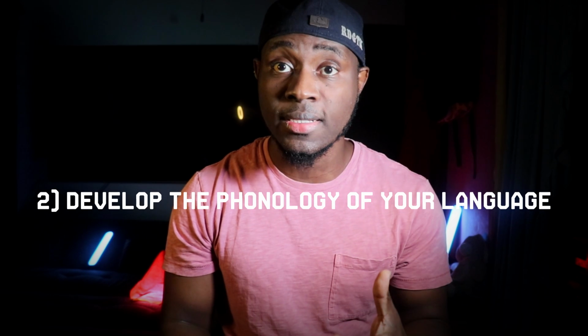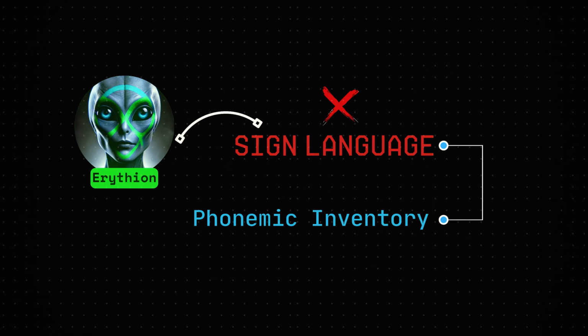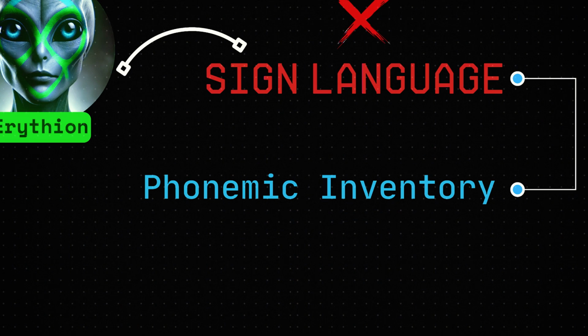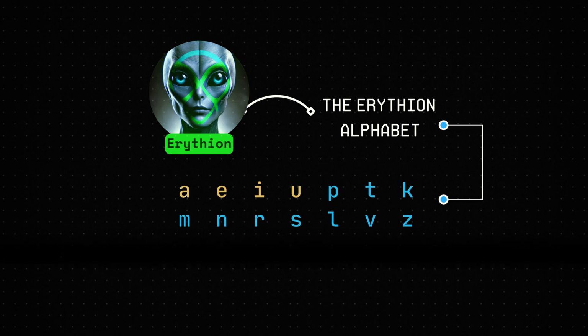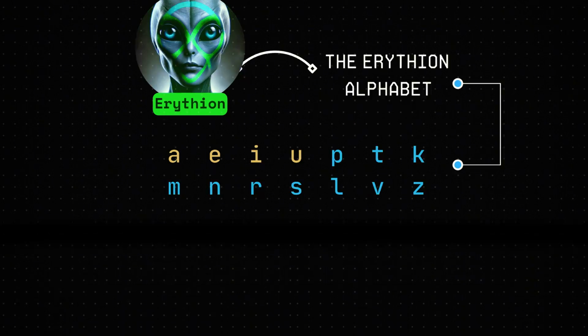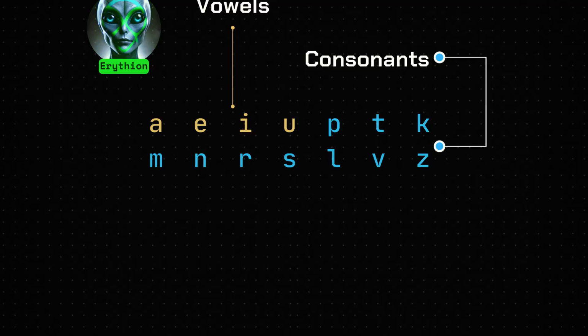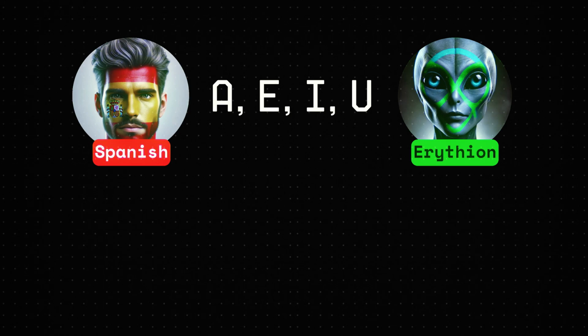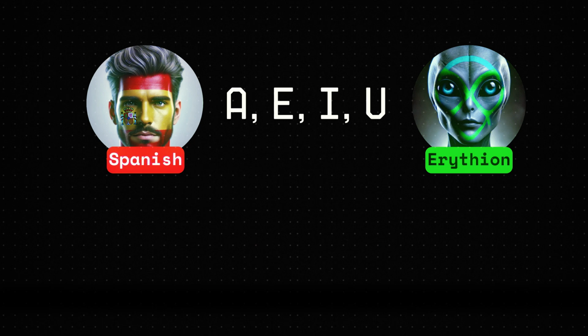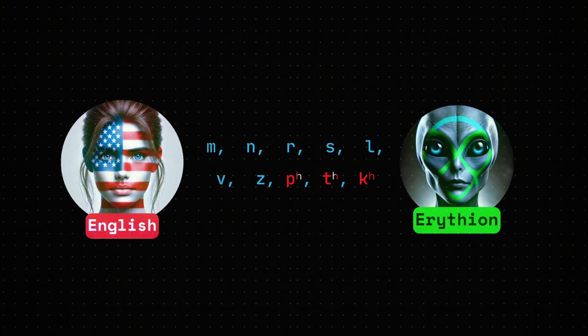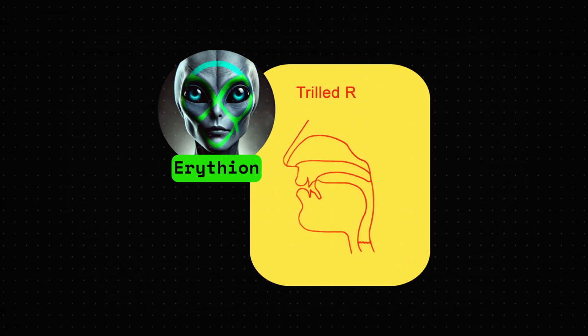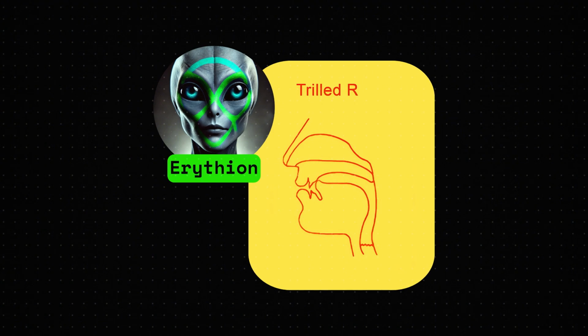Now, we need to have sounds for the language. If it's not going to be a sign language, we need to do a phonemic inventory, deciding which sounds are present in the language and which aren't. Since I wanted to keep it simple, I decided on these sounds. So my language has 4 vowels and 10 consonants. The Erythian vowels sound like the Spanish vowels A, E, I, U, and the consonants sound like English without the aspirations in P, T, and K. The other thing is the R sound is a trilled R.